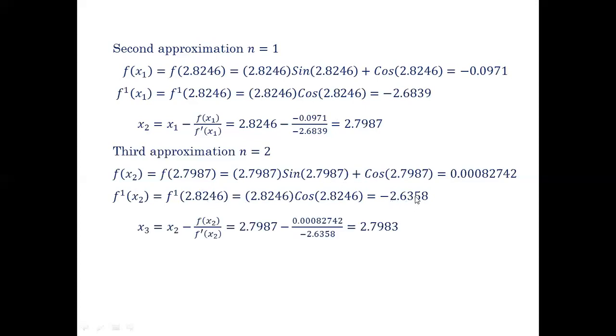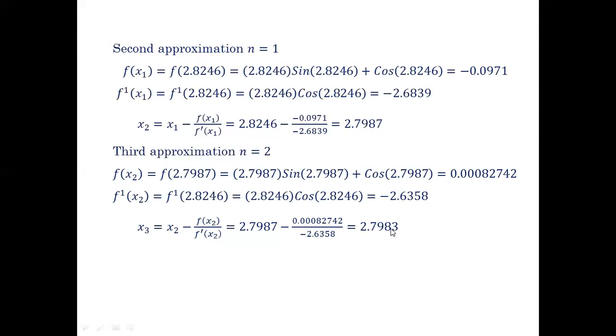So therefore, x3 is equal to x2 minus f of x2 by f dash of x2, which is equal to 2.7987 minus, so f of x2 is 0.0008272 divided by f dash of x2 is minus 2.6358. So which gives 2.7983.